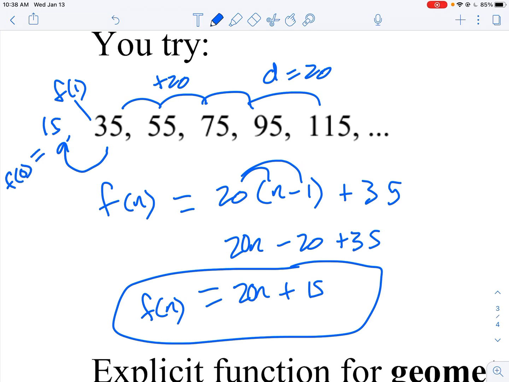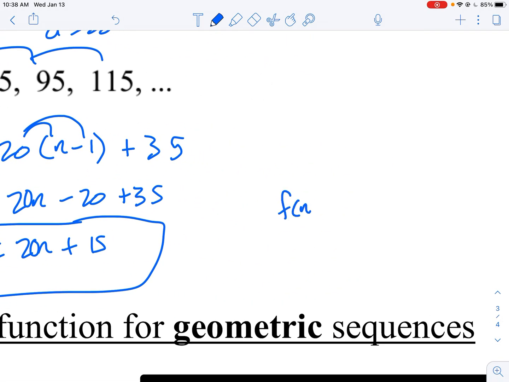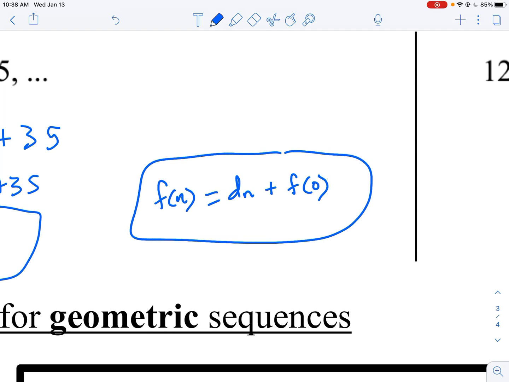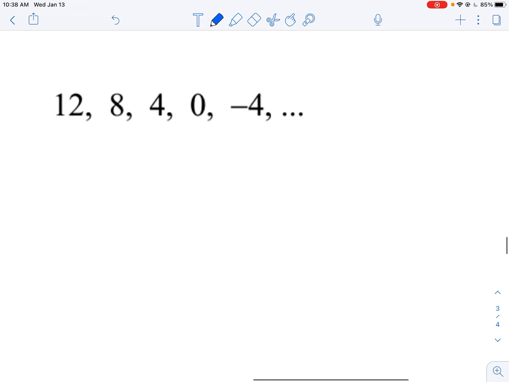So even though the actual sequence doesn't start at 15, it starts at 35, you can think of a term before the first one. In this case, it'd be 15. And so if you recognize that, your formula can be also written out as just f of n equals d times n, or your common difference times n, and then you add your 0th term. So you can kind of think of this as a little shortcut to get to your answer. You do have to figure out your term before the first one, but it'll get you your answer a little bit faster.